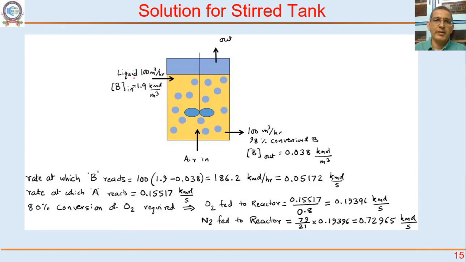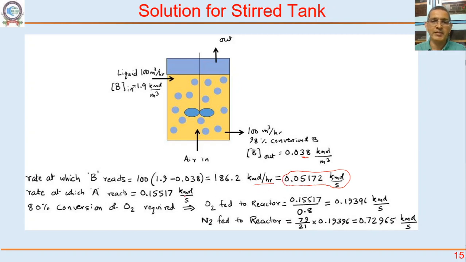Draw a schematic. Liquid is coming in at 100 meter cube per hour. B in is 1.9 kilomole per meter cube. 98% conversion, so 100 meter cube per hour. B out is 0.038 kilomoles per meter cube. Air comes in, air out. Rate at which B reacts is 100 into 1.9 minus 0.038, 186.2 kilomoles per hour, or 0.05172 kilomoles per second of B reacting.